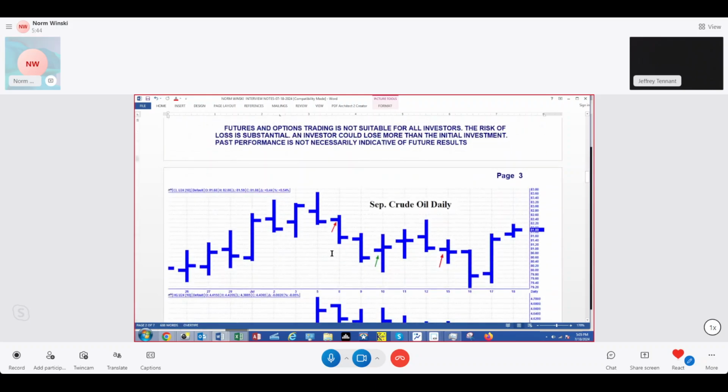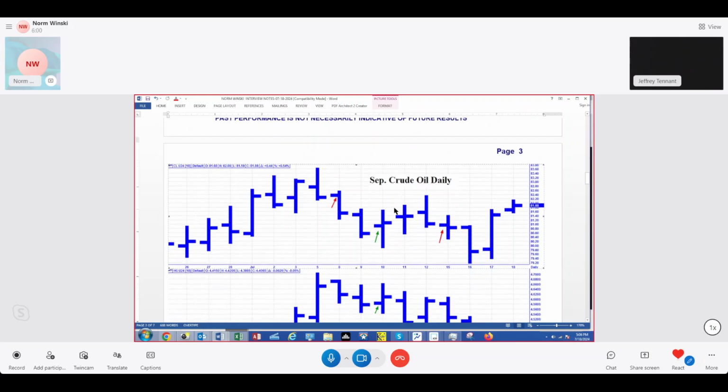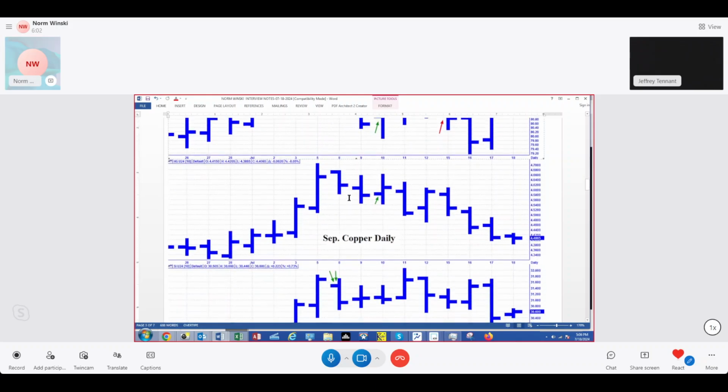Here's crude oil. We had two misses on the oil. Here's your moon. It usually works on the moon for the oil, but not this time. But it did work on the U.S. point there, and then over here that was a miss, so we only got one out of three.